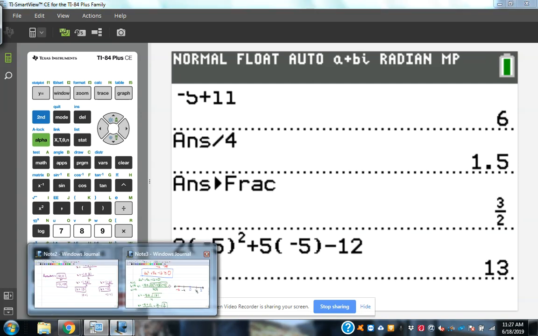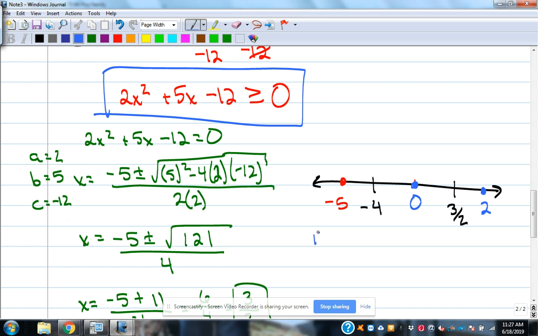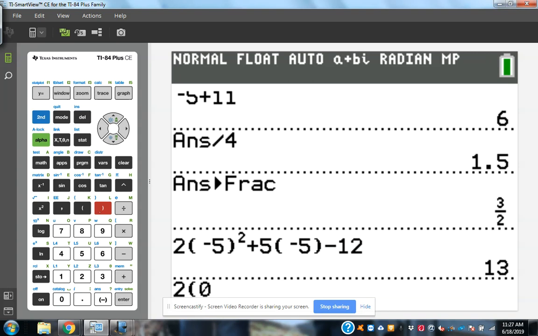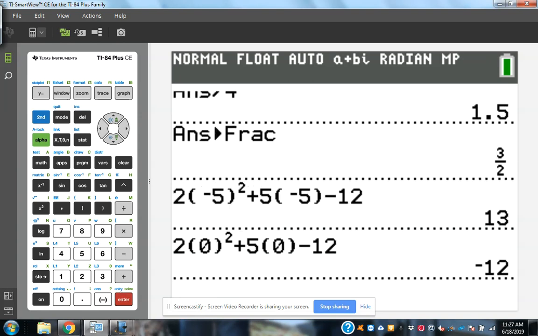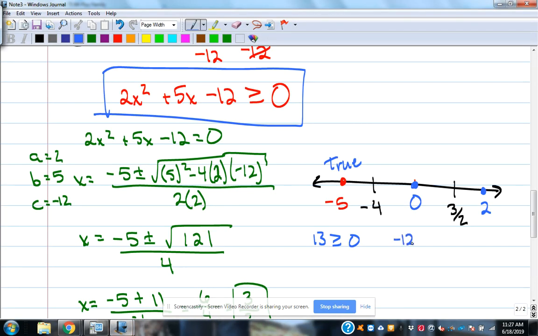I get 13. Is 13 greater than or equal to 0? Yes. 13 is greater than or equal to 0. So that means I've got answers from negative infinity all the way up to and including negative 4. Now I'm going to check the 0 in the middle. So on my calculator, I'm going to do 2 parentheses 0 squared plus 5 parentheses 0 minus 12. I should get negative 12. I do. Negative 12 greater than 0? No, that part's false. So none of the answers between negative 4 and 1.5 work. Okay, so I'm not going to count those.